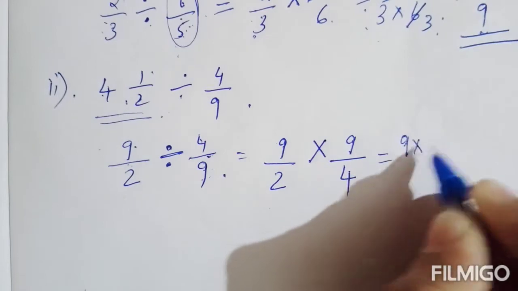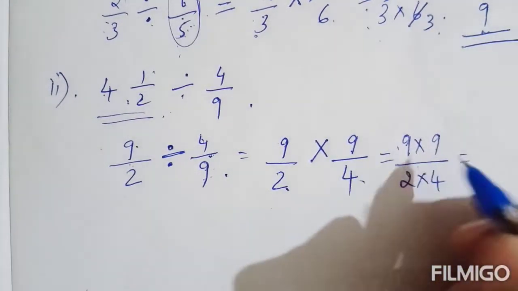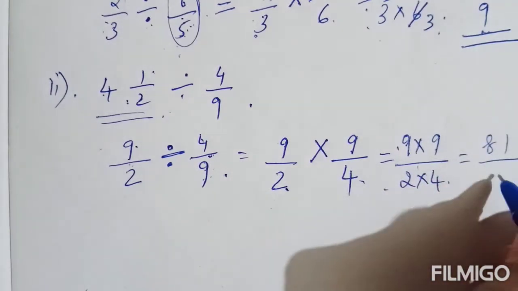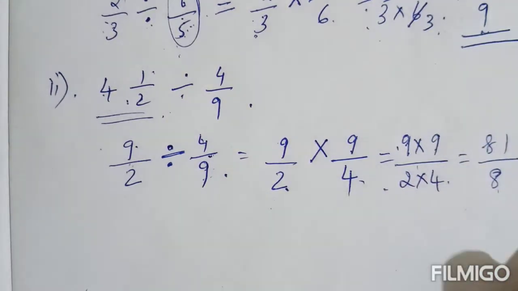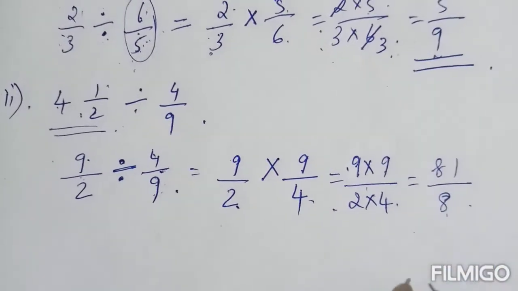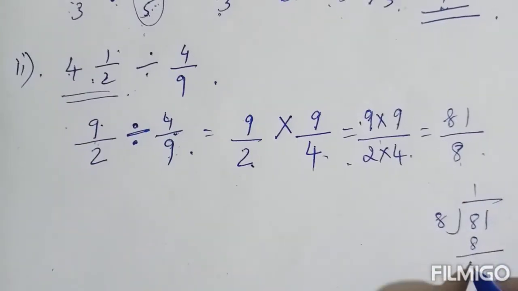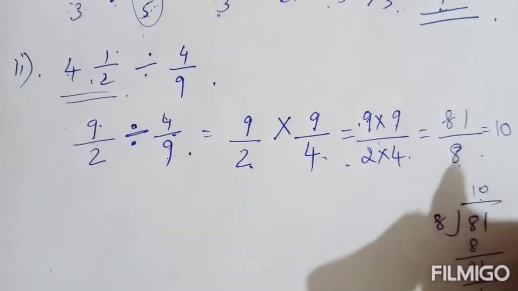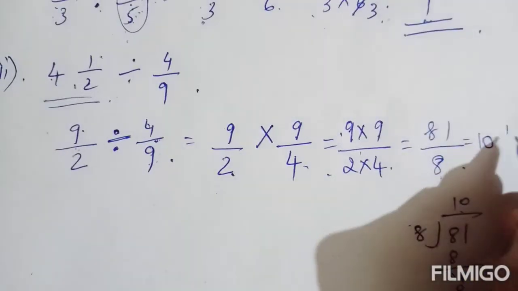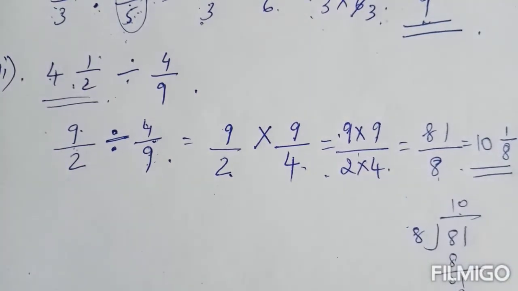Now you can find the product. 9 into 9, product of numerator by product of denominator, 2 into 4. 9 into 9, 81 by 2 into 4, 8. This is an improper fraction. Okay, you can divide the numerator by denominator. So 81 divided by 8. 8 into 10 is 80, 8 into 1, 8. You will get 10 as quotient. Then remainder by divisor, it will be 1 by 8. So 10 1 by 8 will be the answer.